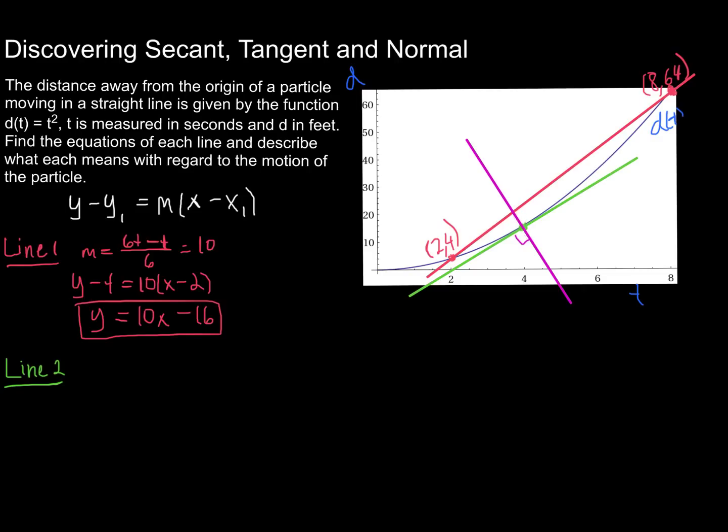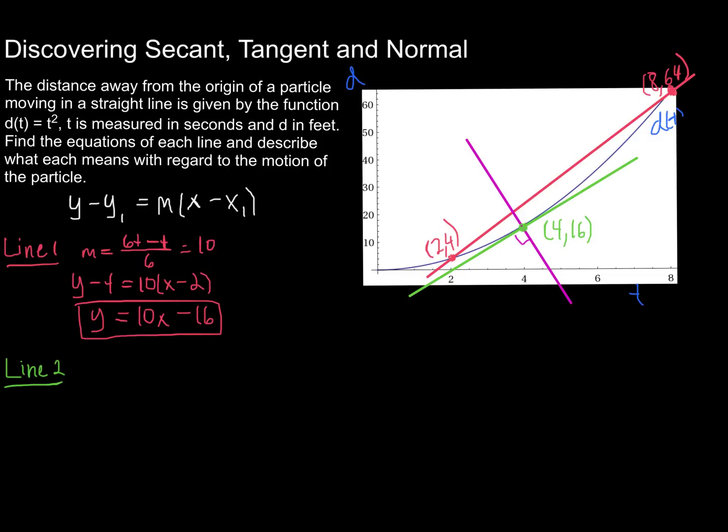So at 4, well, what is this point here? Well, that's the point 4, comma, now what's 4 squared? Well, that's 16. So 4 comma 16. So we have a point, and now what we need is the slope of this line. Well, notice that this line here matches up perfectly with our function d of t. And so if it matches up perfectly right at 4, then it's got to have the same slope as our function d of t does right at 4.